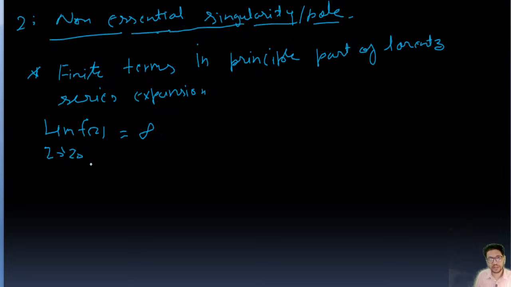So we have a point z equal to z naught, and limit z tends to z naught f(z) is equal to infinite. In that case, because it's a non-essential singularity case, right, we have to find the pole of that point. So how to get it?